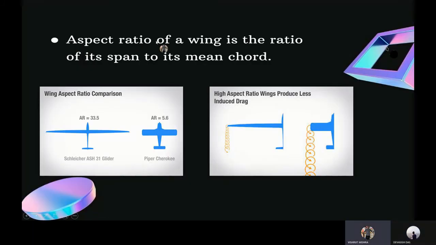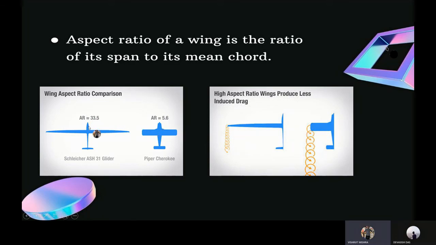Here we have given aspect ratio. Aspect ratio of a wing is the ratio of its span to its mean chord. In case of gliders, they have very high aspect ratio, and in case of fighter planes, they have very low aspect ratio. As we increase aspect ratio, the lift to drag ratio increases. Okay, so how does it increase? In a higher aspect ratio plane, the vortex created at the tip of the wing is lesser compared to the lower aspect ratio plane.